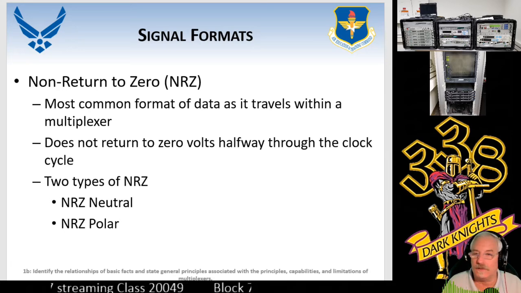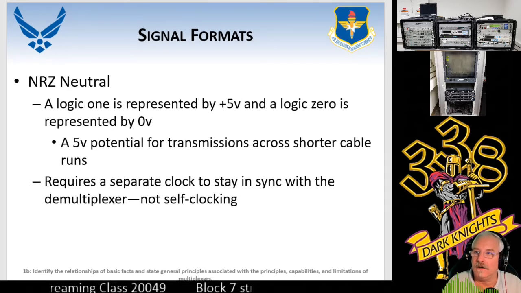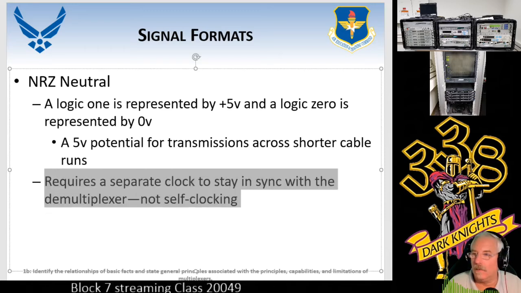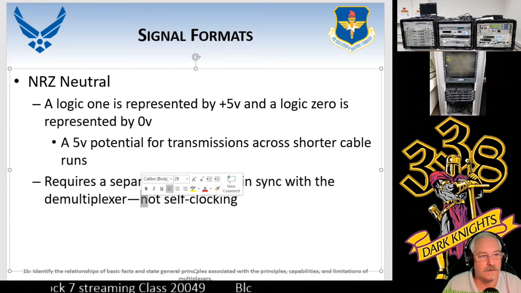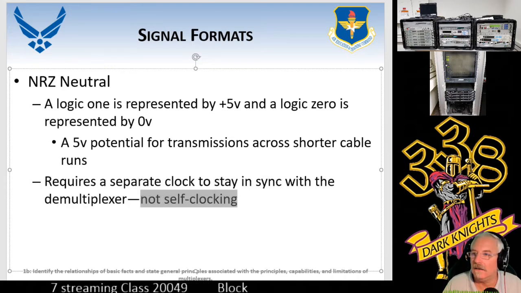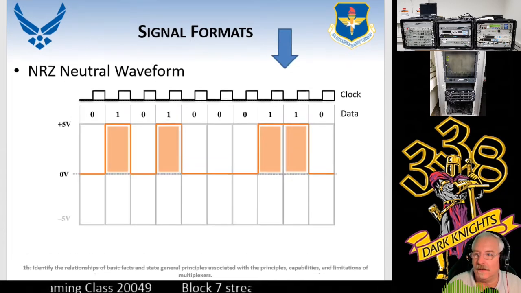Two different types, neutral and polar. So let's take a look at each one of them. Neutral means that a +5 is a logic 1, a 0 is a 0. Short cable runs. The last sentence is important. Actually, the last 3 words, not self-clocking. I'll get to that in just a minute. What does it mean by that?